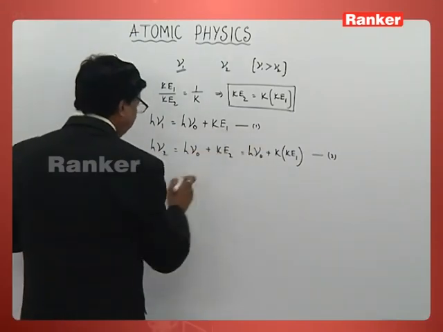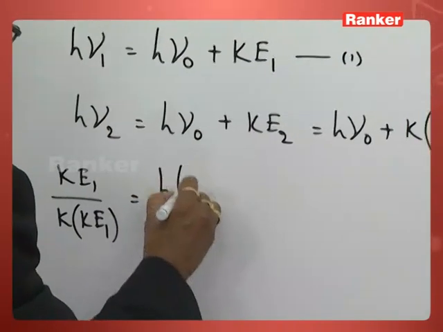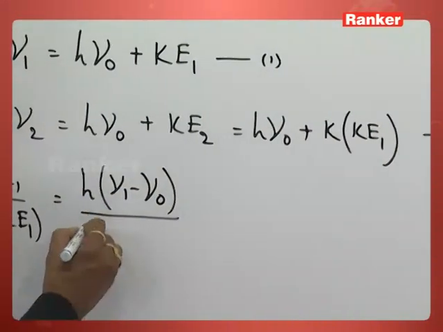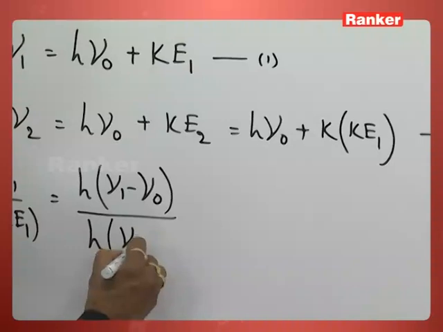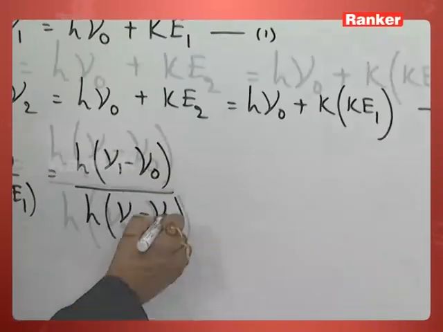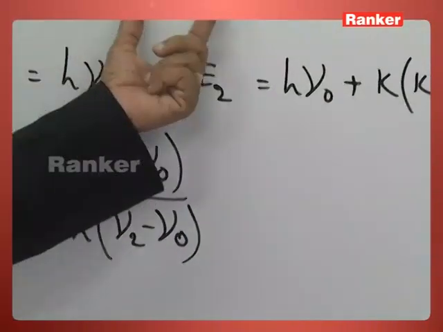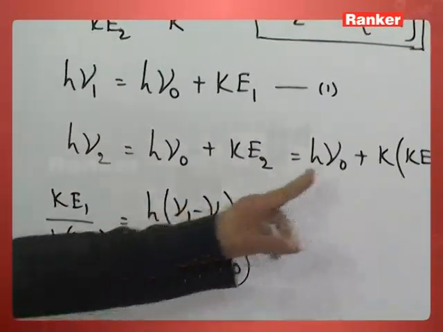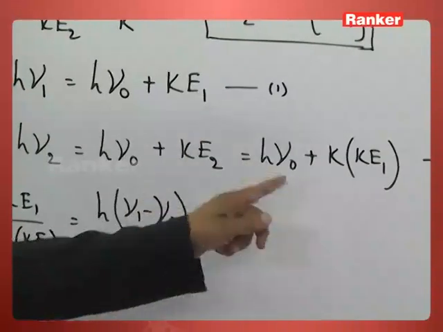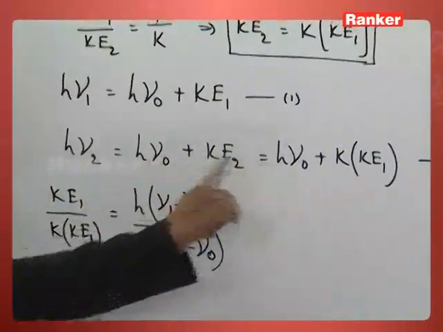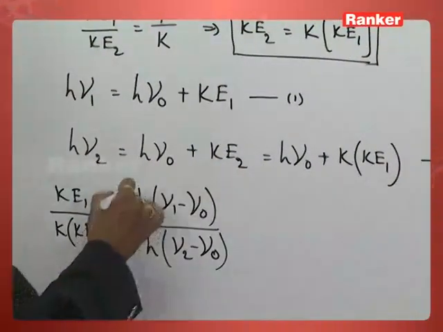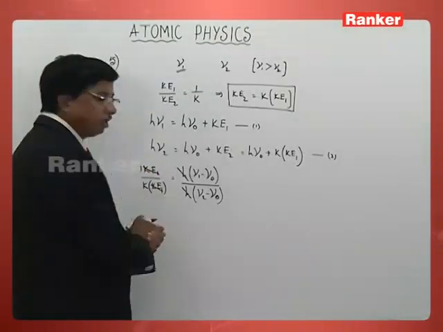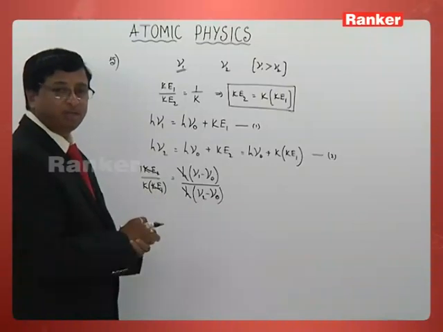This over this, I write that one as h(ν1 − ν0) by h(ν2 − ν0). Just look at this equation carefully. KE1 is h(ν1 − ν0). This K times KE1 is now going to be h(ν2 − ν0). h gets cancelled, KE1 gets cancelled, you are left with 1 by K. That only is what has been given there.